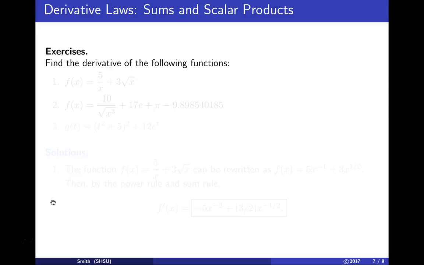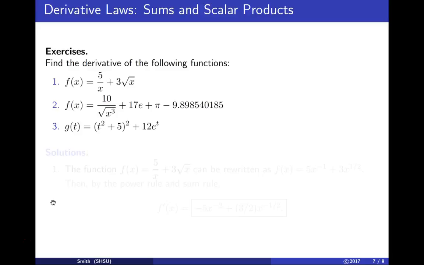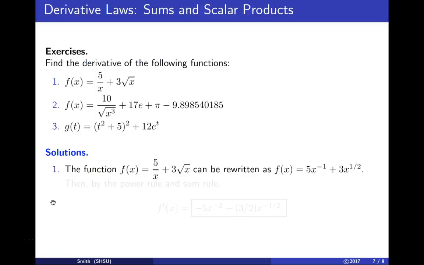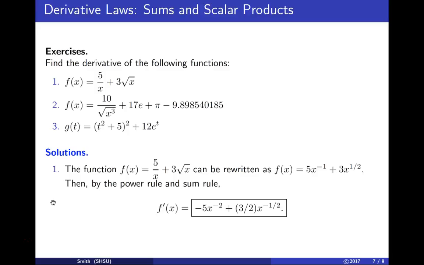Let's find the derivative of the following functions. Suppose I have any of these three functions. We'll work through these. The first function I can rewrite using properties of exponents. 5 over x is the same as 5x to the minus 1, and 3 square root of x is the same as 3x to the 1/2. Using the power rule and adding things up, I get this answer. So the derivative of x to the minus 1 is minus 1 times x to the minus 2. So the derivative of 5x to the minus 1 is minus 5x to the minus 2, and so on.